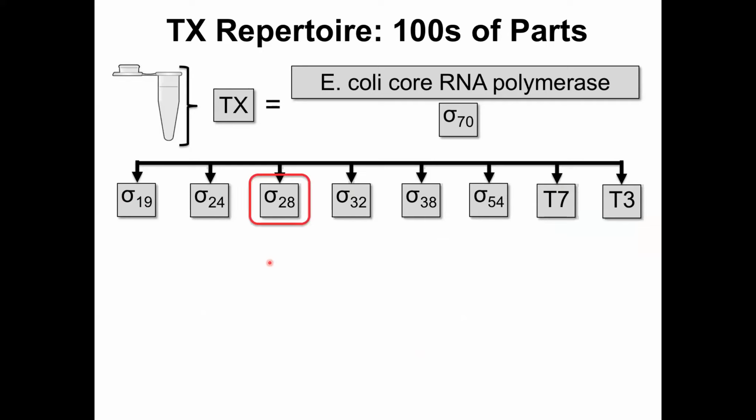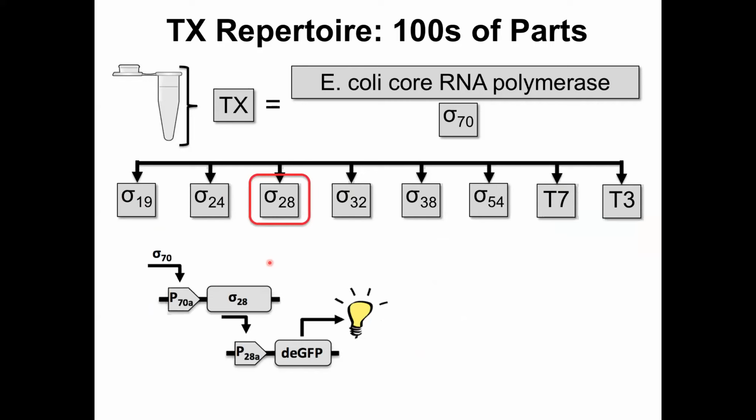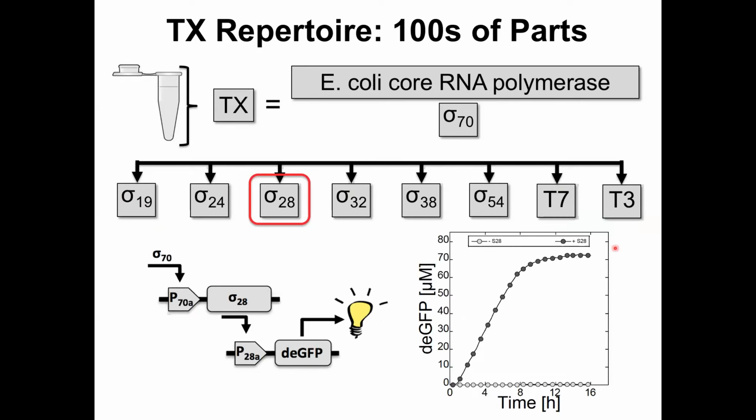I'm going to take the example of sigma 28. You use it like this. From a P70 promoter, you express the sigma factor that recognizes a specific promoter to express GFP, and you get the same kinetics. I just show here the plasmid expression. This is again GFP and the time. You have a window of 8 to 10 hours to express protein.